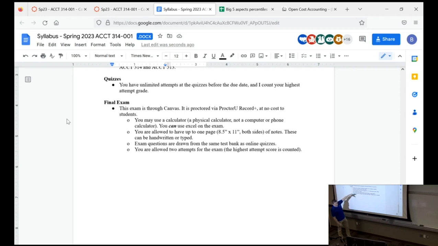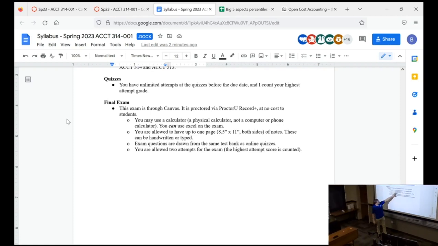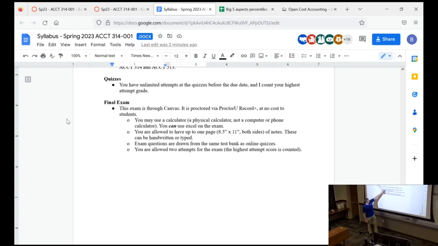You can use a calculator. You're free to use a calculator. You also can use Excel on the exam. If you're using a calculator, yes, please plan on having a physical calculator if you're going to use one. I don't want to freak the proctors out if you're hunting for a program. Just Excel and the test. Use a physical calculator instead.